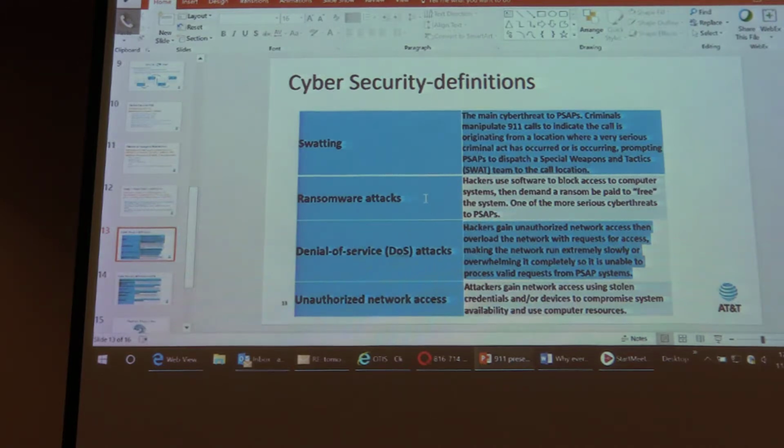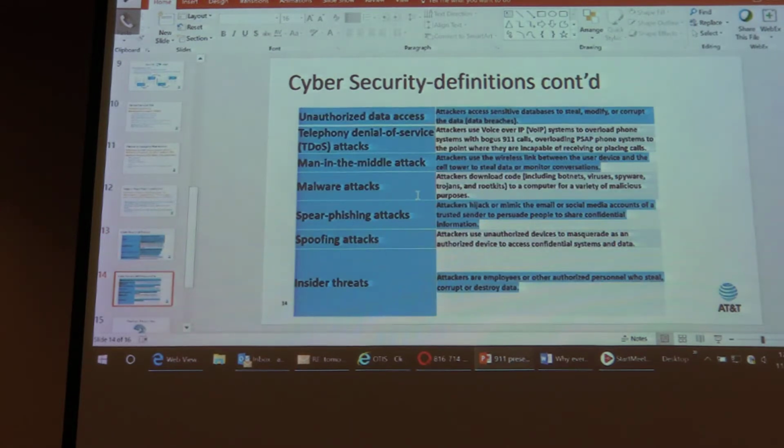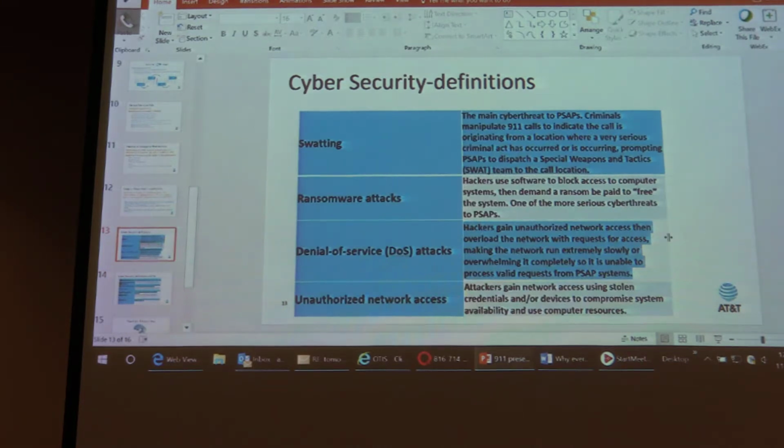The second one is ransomware attacks, and it's going to actually hack into your computer system, and it causes a serious cyber threat. Denial of service: hackers again, they're unauthorized to use the network, but they're gaining access to the network. And as Phil said, don't plug anything into the USB. That's what's going to open it up for these possible threats, these security breaches.